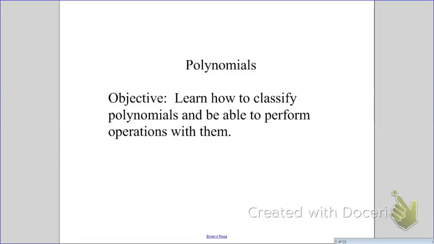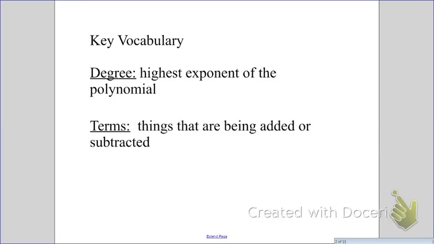In this lesson, we're going to talk about polynomials, what kind of names they have, what is important vocabulary, and then also how we evaluate them. Two important key vocabulary terms are degree and terms. Degree is the highest exponent in a polynomial, and the terms is the number of things being added or subtracted.